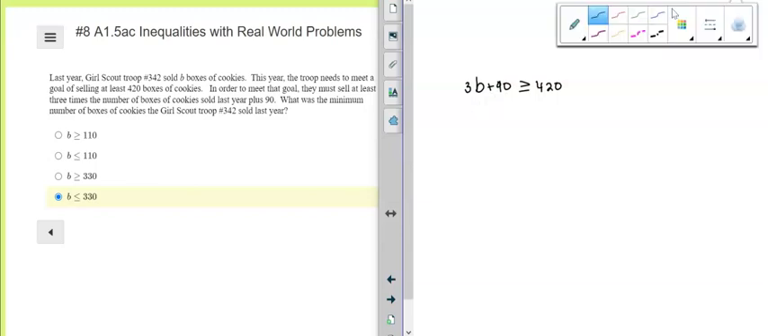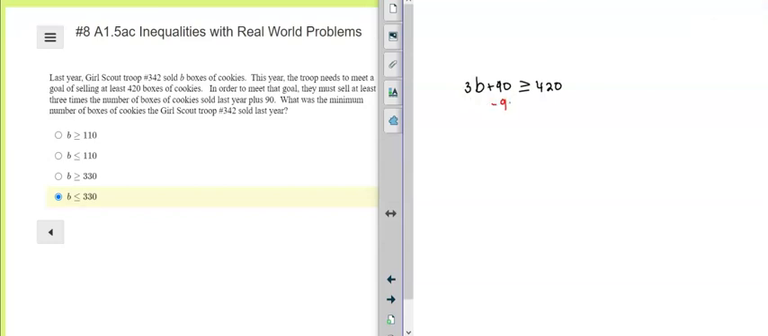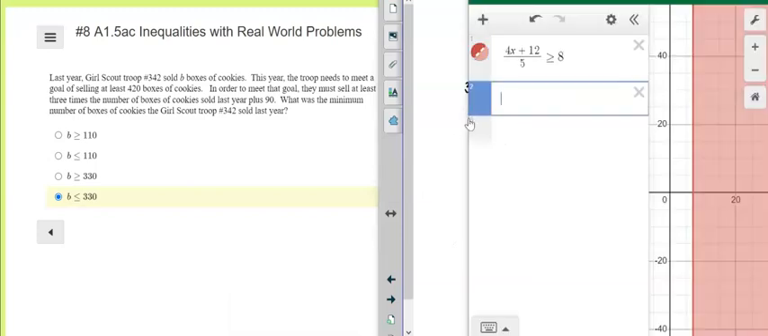I'll go ahead and do this by hand because it's a pretty simple inequality, and then I'll show you how to maybe find the answer in Desmos. So subtract 90 on both sides, and then I have 3b, the boxes of cookies we need to sell. Again, whatever we sell has to be greater than or equal to 420. So 420 minus 90 is 330.